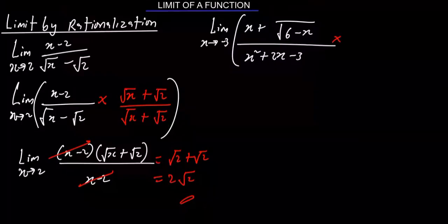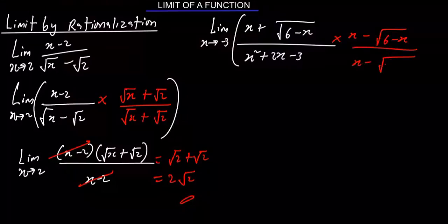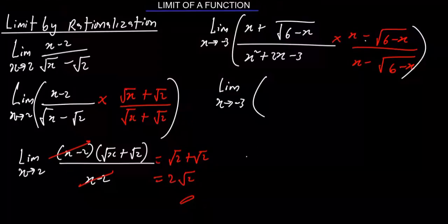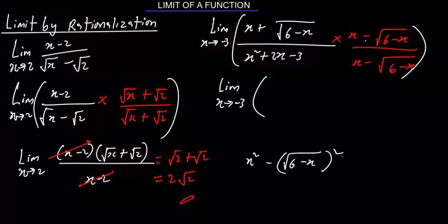So you have x minus square root of 6 minus x all over x minus square root of 6 minus x. And this gives the limit as x tends to minus 3 of what? This and this, remember, is a difference of two squares. So we end up with x squared minus the square of 6 minus x, and that gives x squared minus 6, minus minus x, so that will give me x squared plus x minus 6.